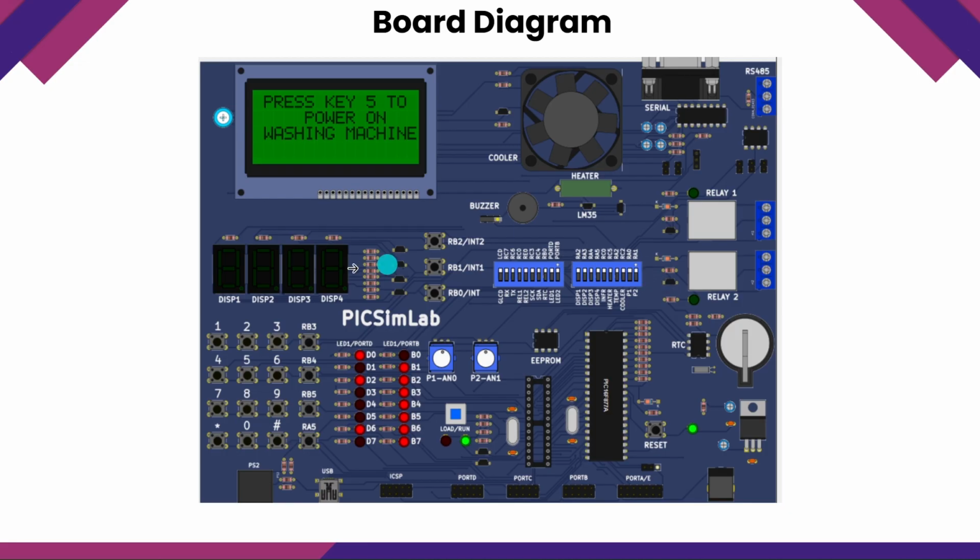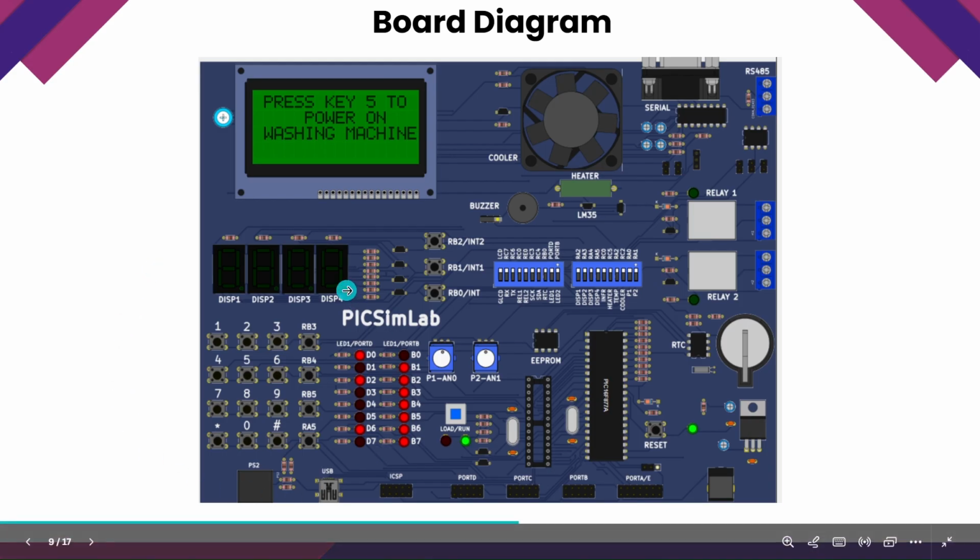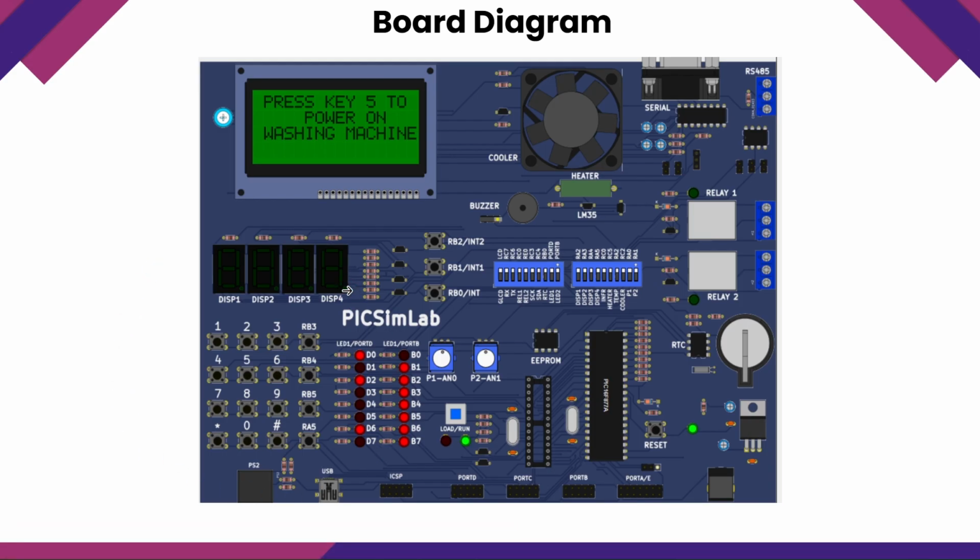The input section. The keypad is located at the bottom left of the board. It is connected to port B from pins RB0 to RB5. The keypad allows the user to power on the machine, select the washing program, choose water level, and start or stop the process. Additionally, RB0 is used for the door sensor input. This ensures that the door is closed before running the process. If the door is open, the fan stops, the timer pauses, and the buzzer alerts until the door is closed.